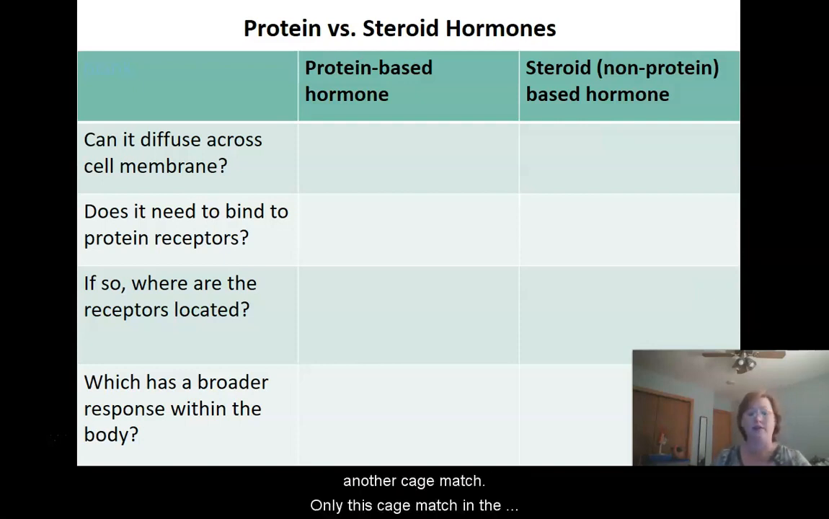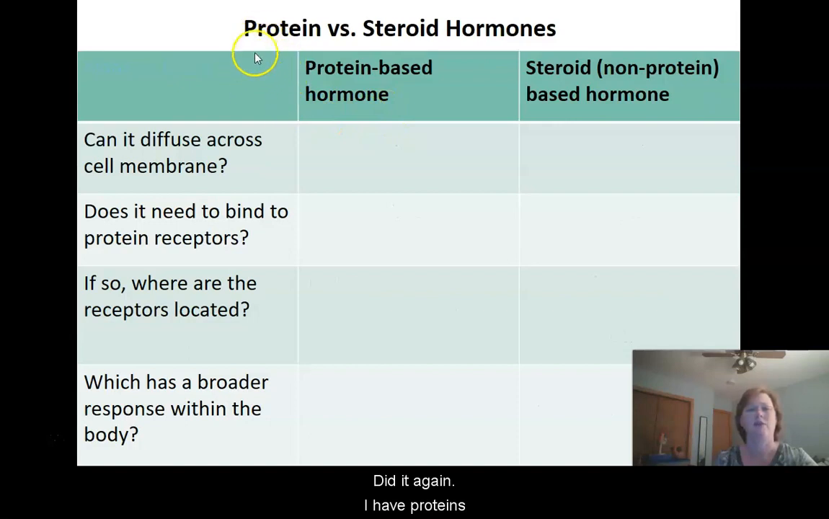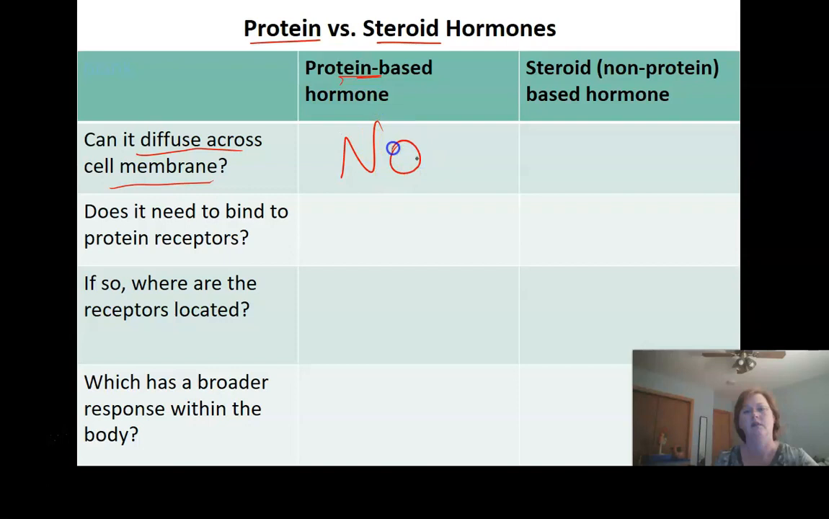And we're going to have another cage match. Only in this cage match, in the ring, we have proteins here versus steroids. So can my protein-based hormone diffuse across the cell membrane? No, it cannot. How about my steroid? Yes.